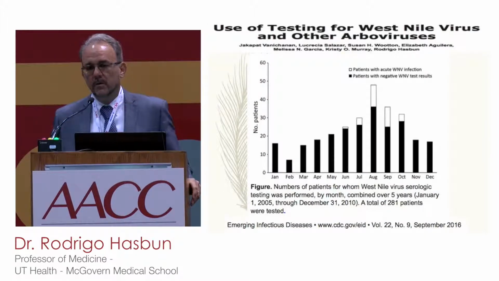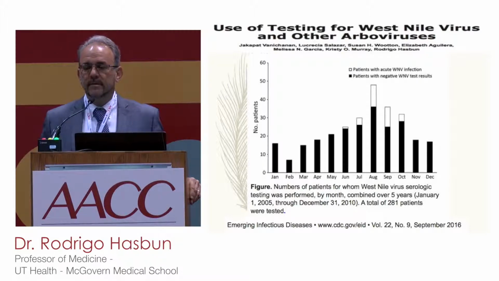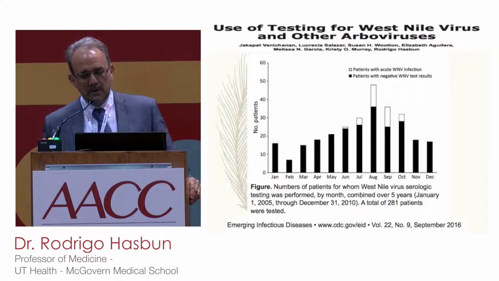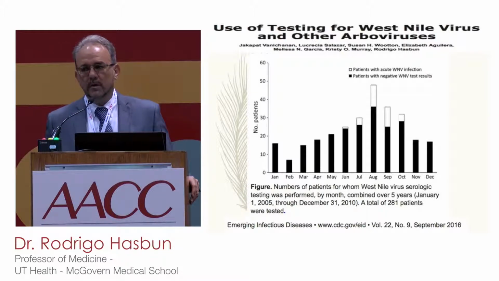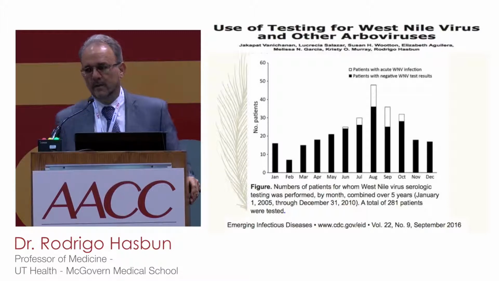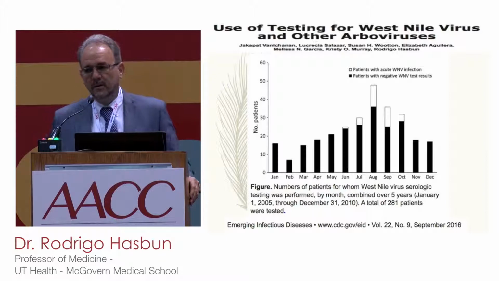In this study of 750 patients in Houston, both adults and kids with meningitis and encephalitis, we can see that West Nile serologies are being done throughout the year. And the white boxes are positive cases. So you can see that West Nile only occurs between June and October. And between June and October, only 37% of our patients are getting tested for West Nile. And none of the patients between November and May had West Nile.